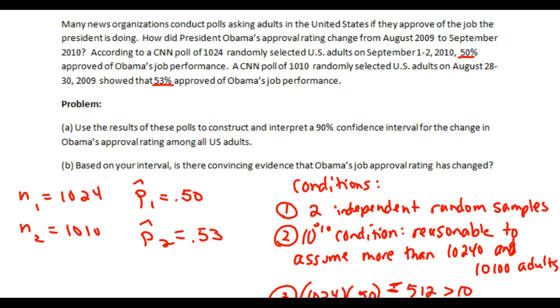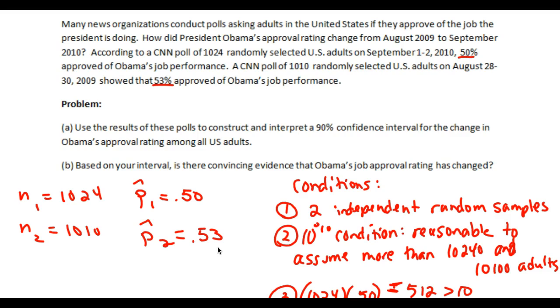So we began a few days ago to look at this example where we had two separate groups of randomly selected U.S. adults. One group was 1,024, and 50% of that group approved of Obama's job performance. And the other group was from 2009. There was 1,110 randomly selected U.S. adults, and 53% of them approved of Obama's job performance. So in 2009, we were at 53%. 2010, a year later, 50%.